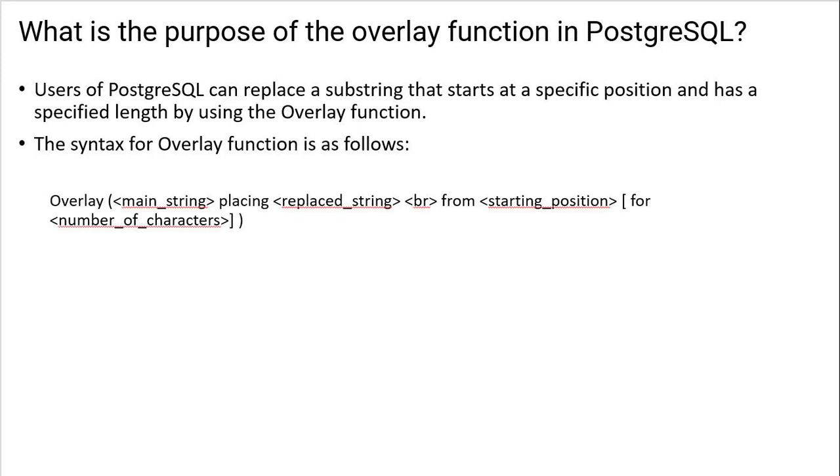The syntax of the overlay function is: overlay, the main string, then what you are going to overlap or replace, placing a replacing string, from a starting position, for that number of characters. So this is the syntax for the overlay function in Postgres.